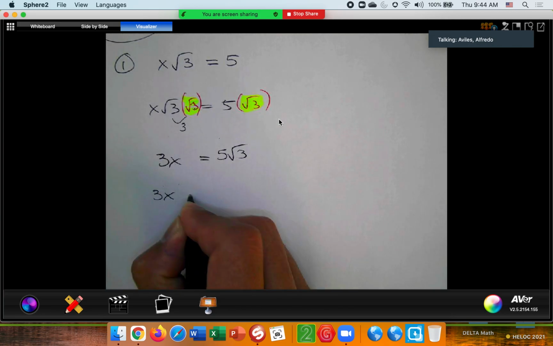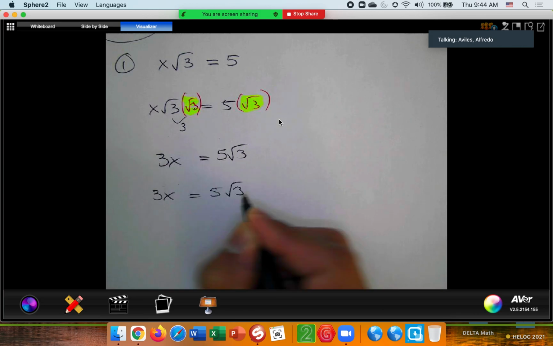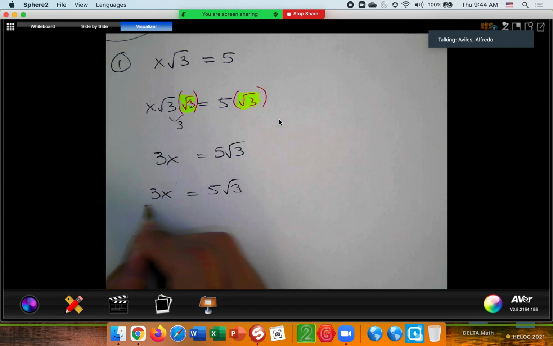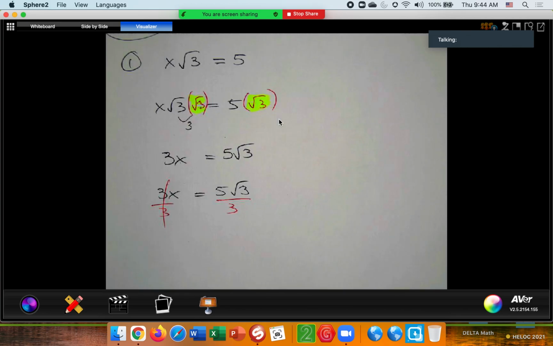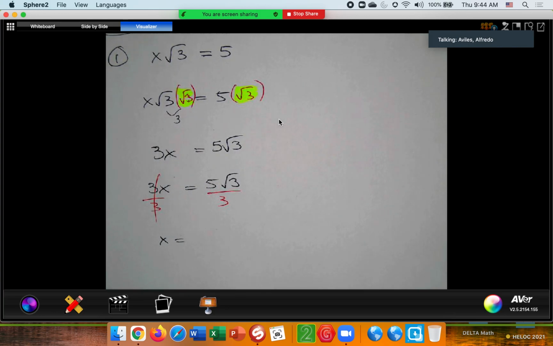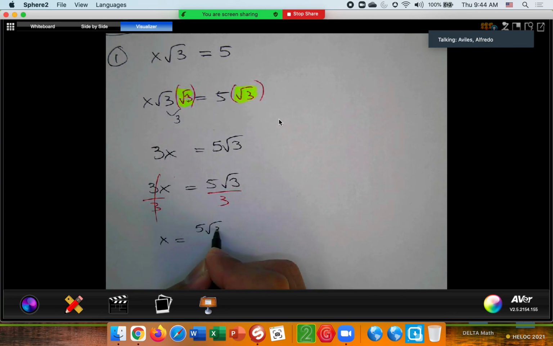What do I have to do to solve for x? What do I do to solve for x if it has a 3 times x? Divide by 3, divide by 3. This is your answer here. X is equal to 5 root 3 over 3.